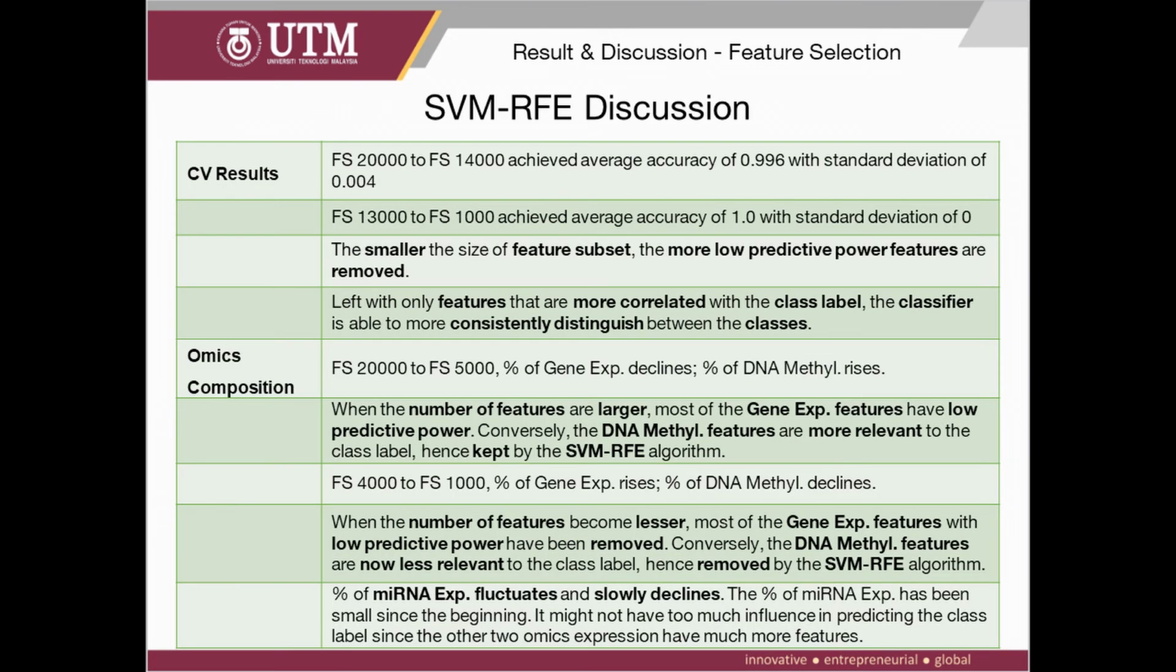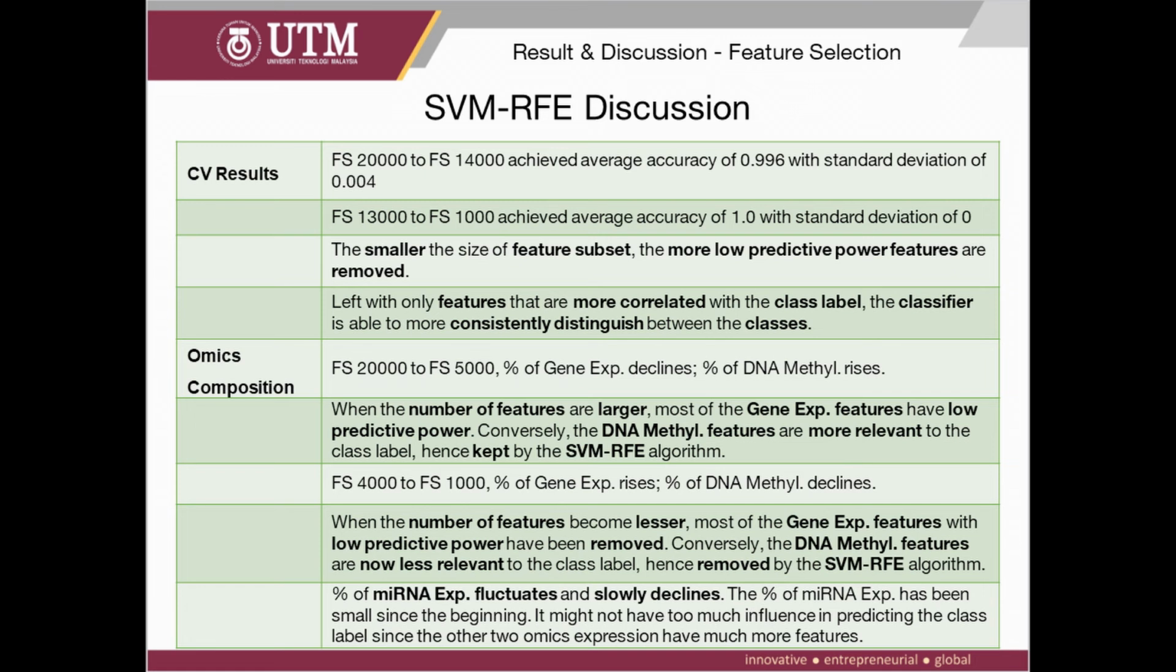This is the discussion for the result of SVM-RFE. For the CV result, it can be said that when the feature subset becomes smaller, more low predictive power features are removed. This means that the remaining features are now more correlated with the class label, so the classifier can more consistently distinguish between the classes for better performance.